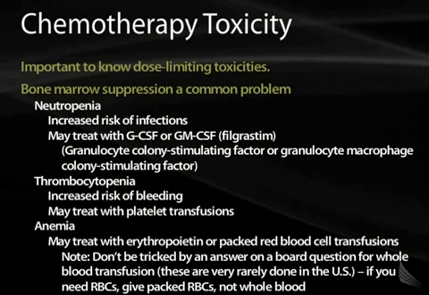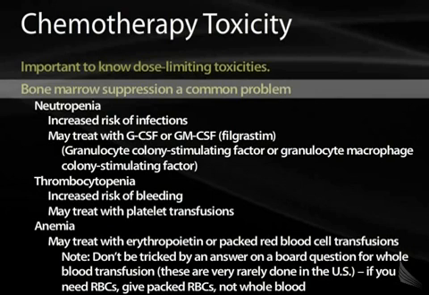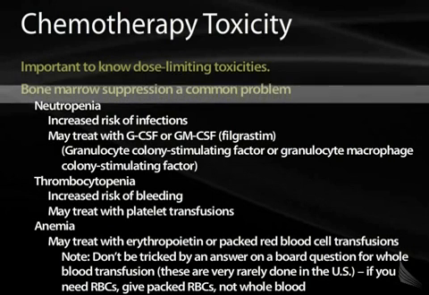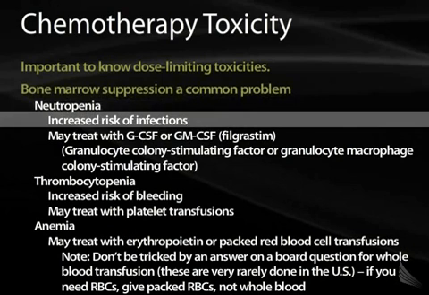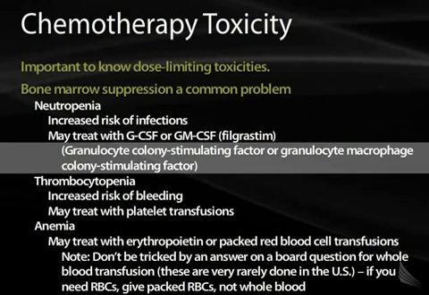With regard to chemotherapy toxicity, it's important to know dose-limiting toxicities of individual agents, but a common problem among most chemotherapy agents is bone marrow suppression, and that includes neutropenia, thrombocytopenia, and anemia. Patients that have neutropenia are at increased risk for infections. In some patients, we can treat this with G-CSF or GM-CSF, which are colony-stimulating factors of the bone marrow. In some patients, it's impossible to give these, however, especially leukemics and lymphoma patients, because these may actually worsen lymphoblastic leukemias and granulocytic leukemias.